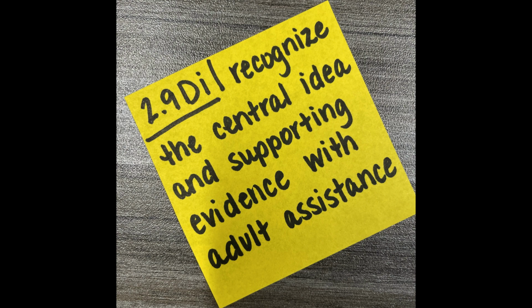This lesson is 2.9 DI, that the reader will recognize the central idea and supporting evidence with adult assistance. This is selected because it is in the teacher's district planning map as what to teach this week.